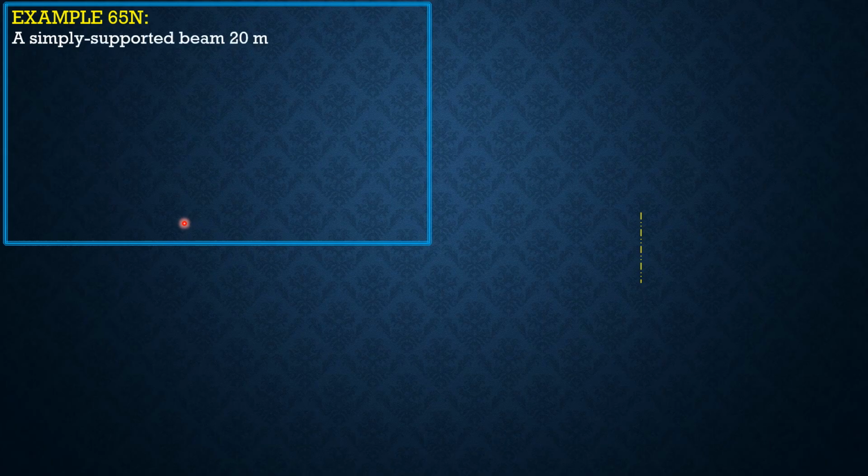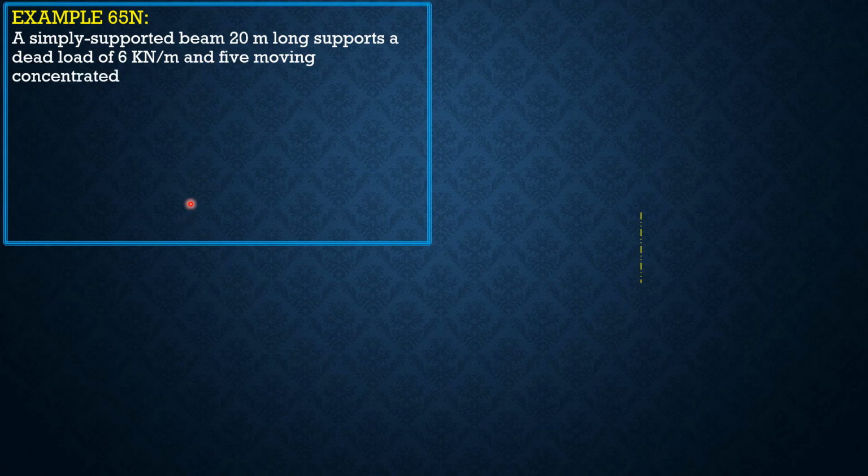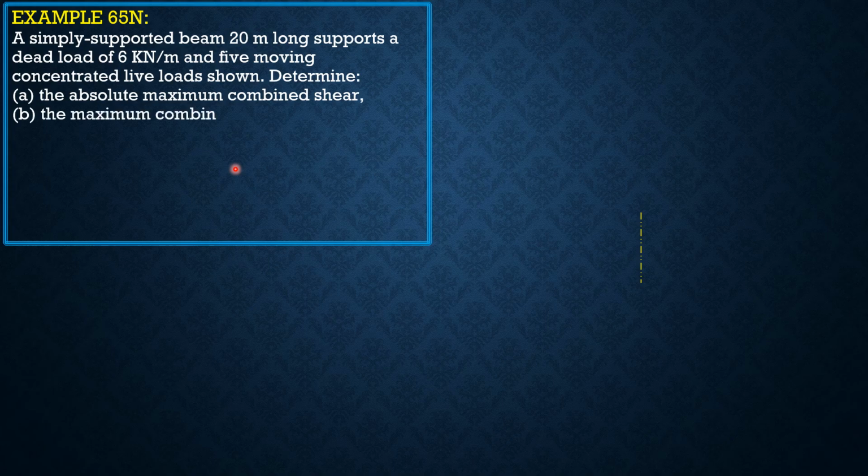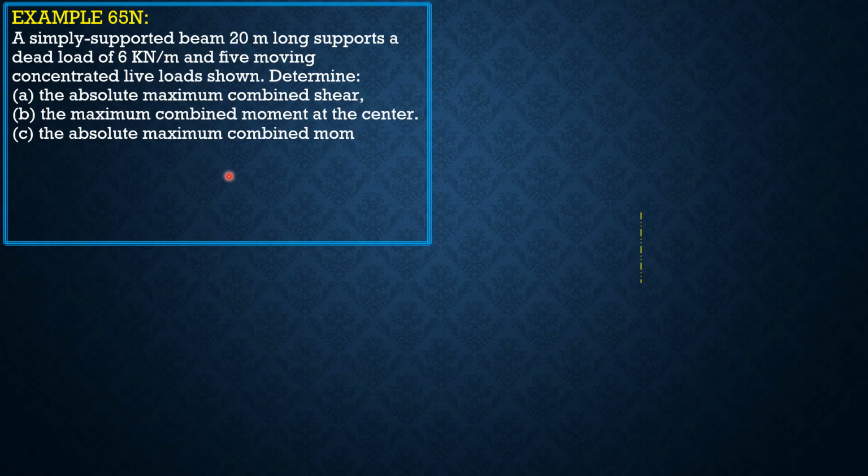A simply supported beam, 20 meters long, supports a dead load of 6 kN per meter and 5 moving concentrated live loads shown. Determine the absolute maximum combined shear, the maximum combined moment at the center, the absolute maximum combined moment. So for the absolute maximum combined shear, due to live loads, it is either reaction at the left support or reaction at the right support.